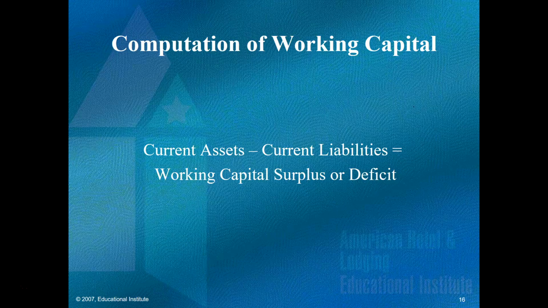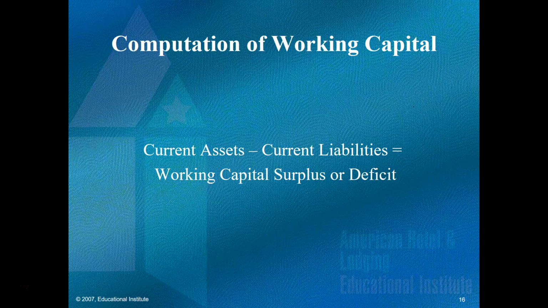All right. Last one. This is not really a ratio. This is just simply a calculation of what we call working capital. So we're going to take current assets minus current liabilities, and that should give us a surplus, which means we would have more in current assets than in current liabilities. Now, if we have less in current assets than in current liabilities, we'll end up with a deficit. That's very, very bad. That could be an indication that you're not long for the world in your business.